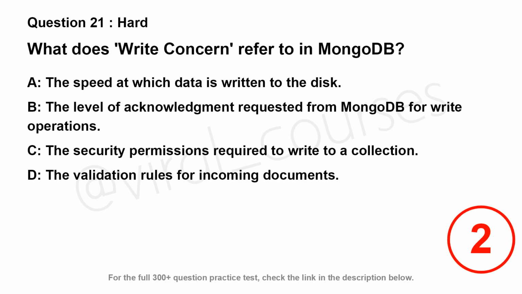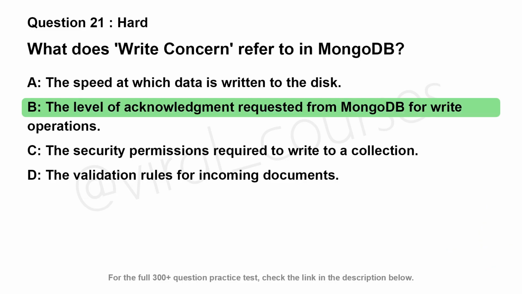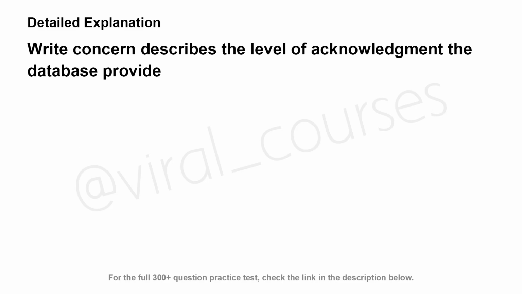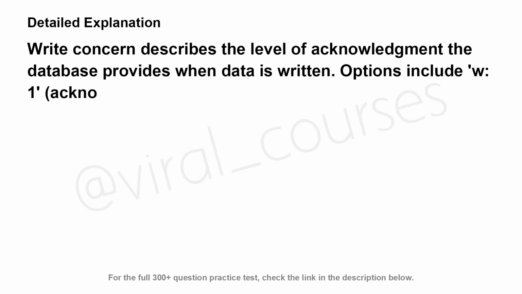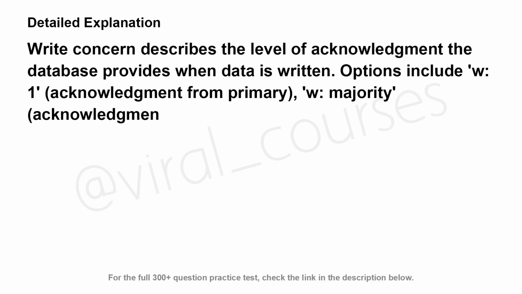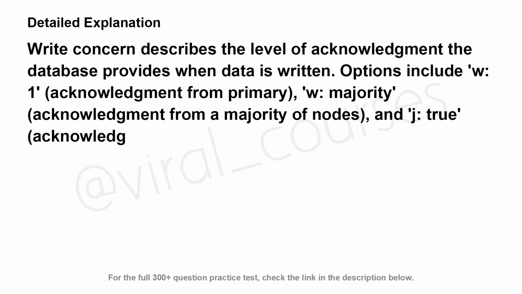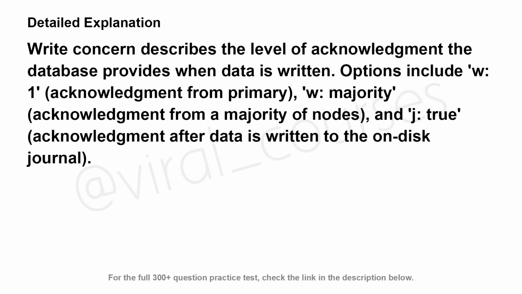The correct answer is B. Write concern describes the level of acknowledgement the database provides when data is written. Options include w:1, acknowledgement from primary; w:majority, acknowledgement from a majority of nodes; and j:true, acknowledgement after data is written to the on-disk journal.